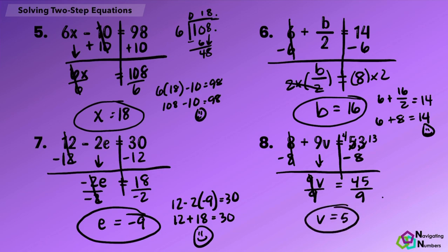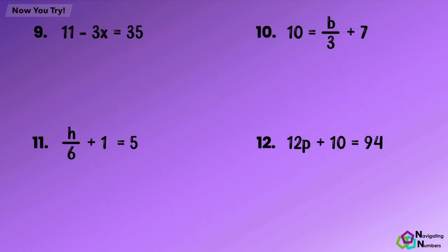So we have 8 plus 9 times 5 equals 53. So 8 plus 45 equals 53, which is true. So our answer here is v equals 5. Okay, so here are some problems for you to try on your own to practice solving two-step equations. Remember, actually we'll get to that in a bit. So use those problems to practice your skills.